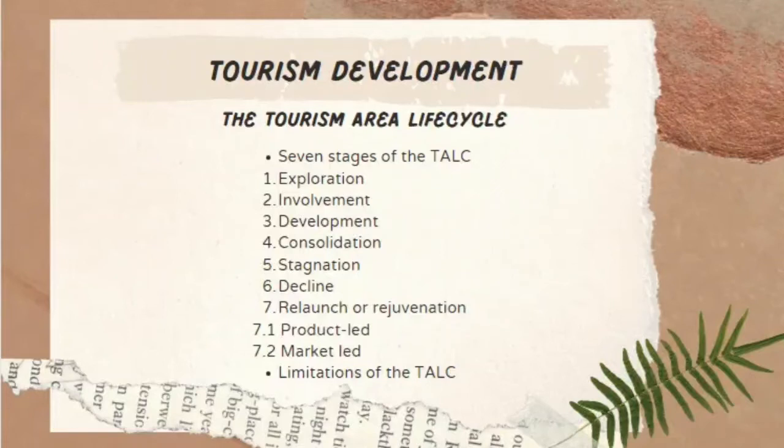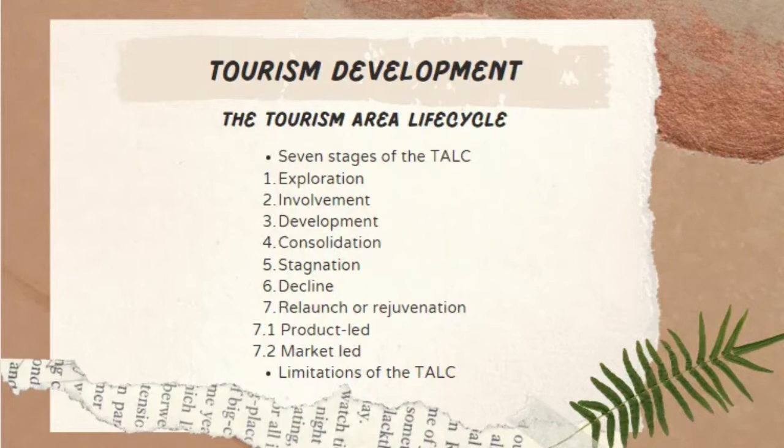Good day, everyone. In this part of the discussion, we have the tourism development. Under the tourism development is the tourism area life cycle. So there are 7 stages of the tourism area life cycle, which is published by the Canadian geographer Richard Butler in 1980. The tourism area life cycle model describes a recognizable cycle of tourism areas development, which is divided into 6 specific stages. Before going down to the 7 stages of tourism area life cycle, let's have first the origin.